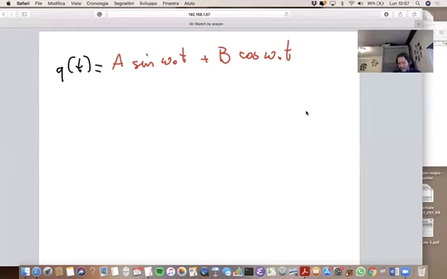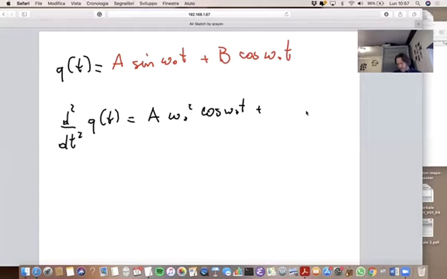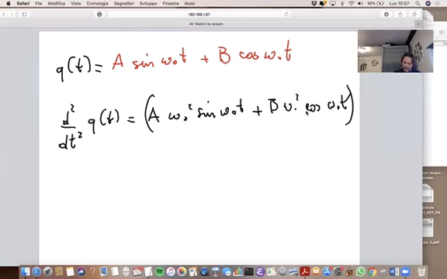then I'm guaranteed that if I take the second derivative with respect to time of this function, I will get a omega naught squared sine omega naught t plus b omega naught squared cosine omega naught t, and an overall negative sign.